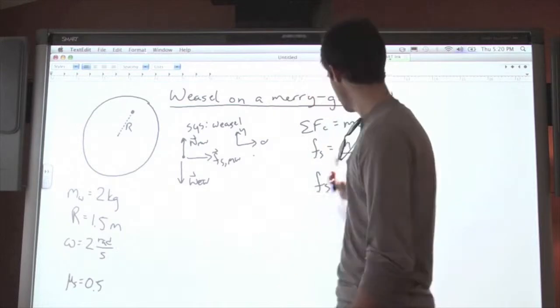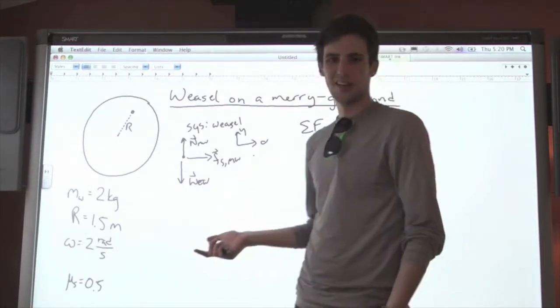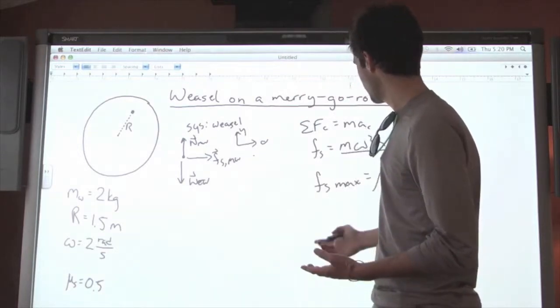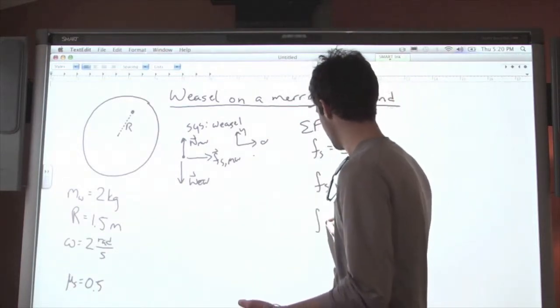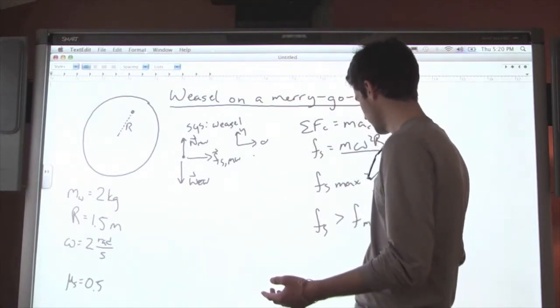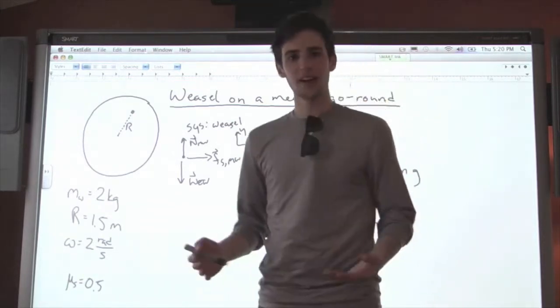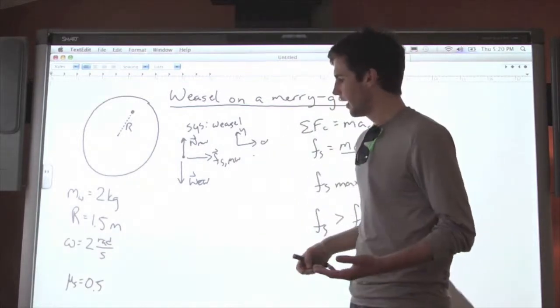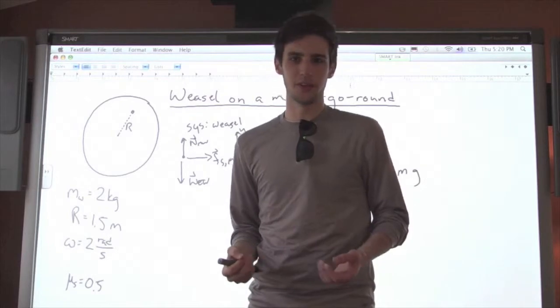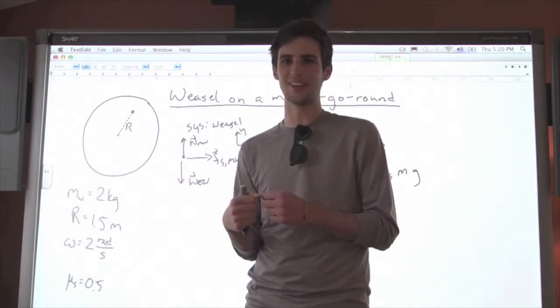And so if we take these two and plug in these values that I've written over here, we can find out eventually that the static friction force necessary is actually greater than the maximum possible static friction force. And since it requires more than is possible, we know it's not going to be able to hold on to the weasel, and he is going to slip.